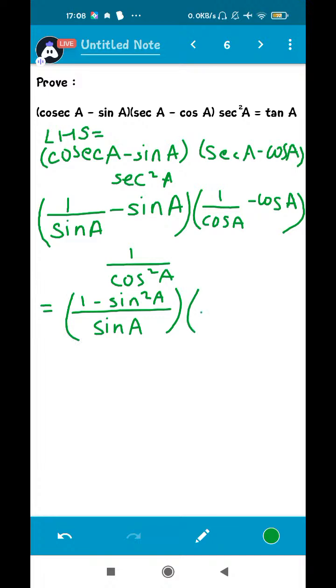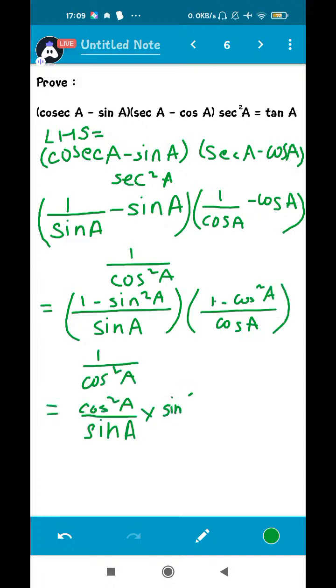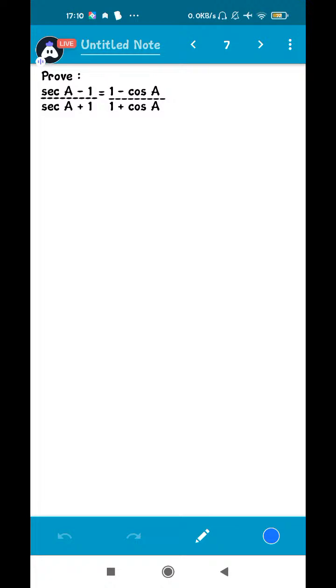Now for the second bracket we will have cos A in the denominator, and 1 minus cos square A, which is sin square A, which we just saw, by cos A. I am choosing the left hand side because it contains an inverse ratio. It does not contain the direct ratio, so I will begin with the left hand side. You can begin with either.